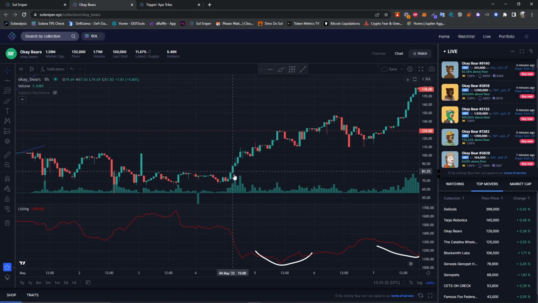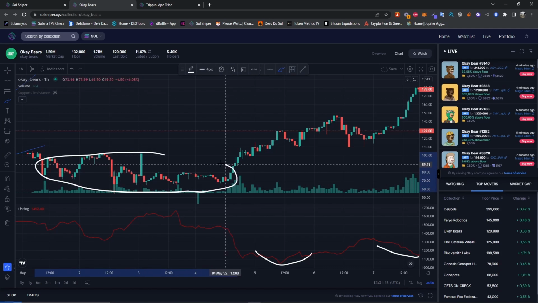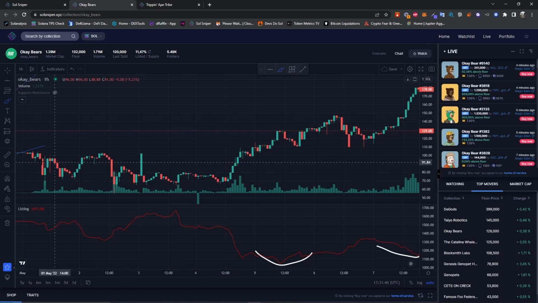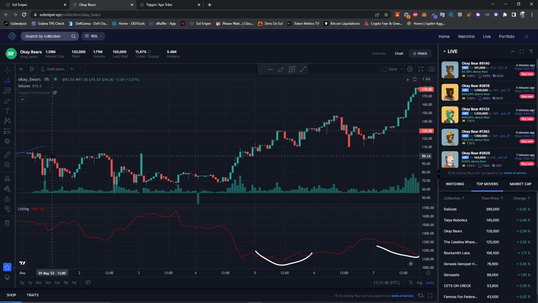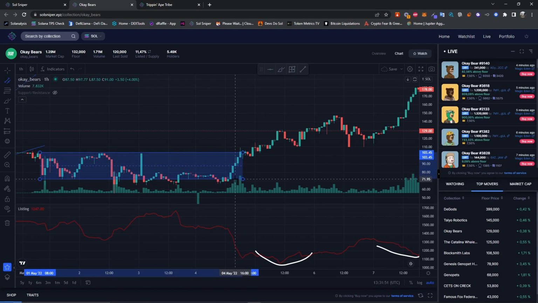So after this came this. So what is this? This is sideways movement, where it just ranges from one area to another. So let's just put the parallel channel so it looks a little bit better, I would say. So as long as we are in this, nothing happens, right? We just have to wait until something happens.